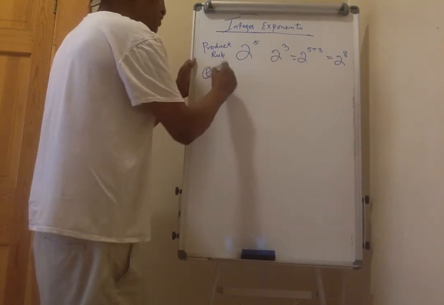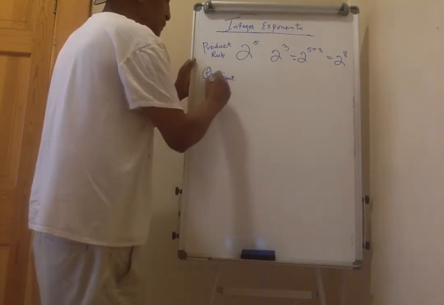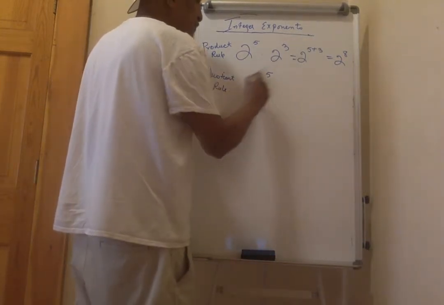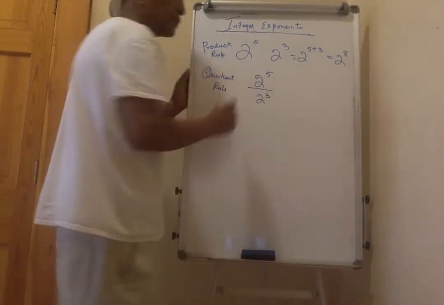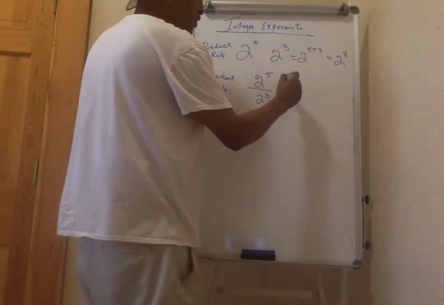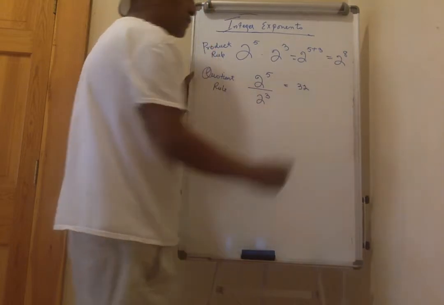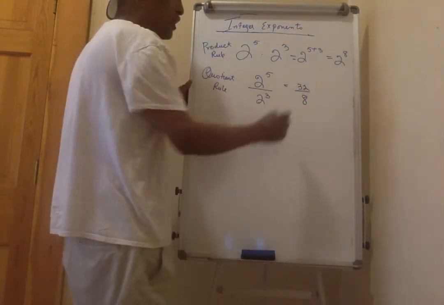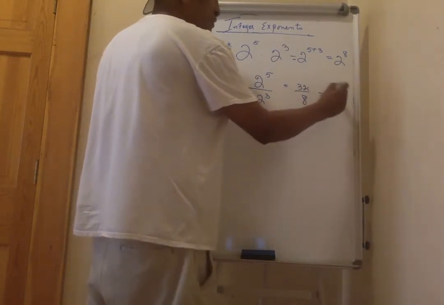Let's do the quotient rule. What happens if I divide 2 to the fifth by 2 to the third? 2 to the fifth is 32. 2 to the third is 8. And 32 divided by 8 is 4.